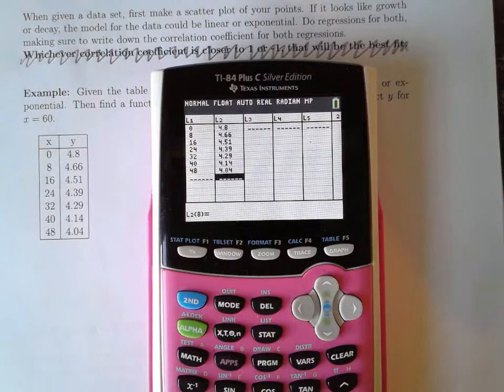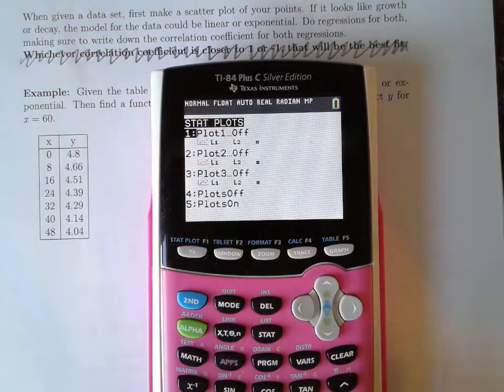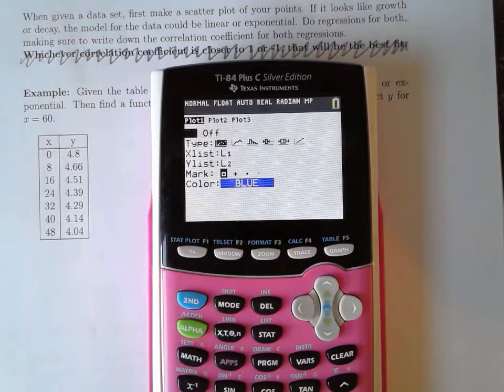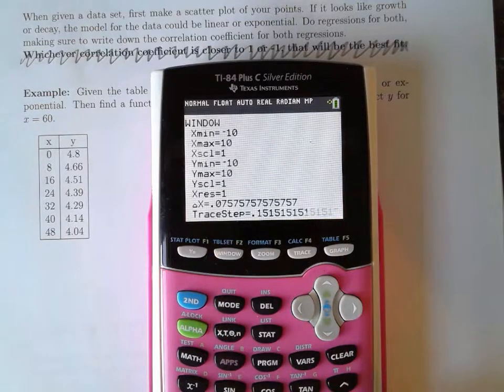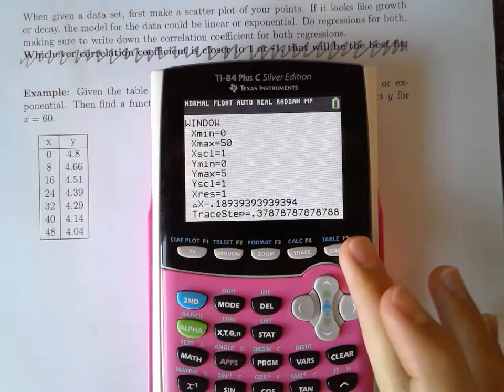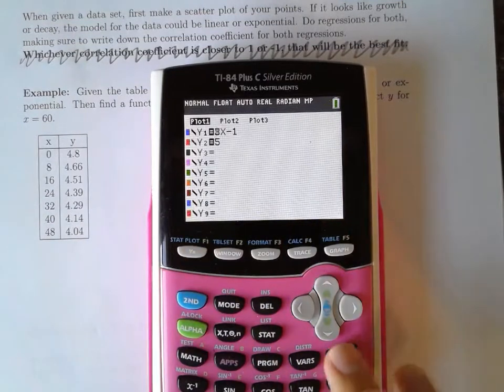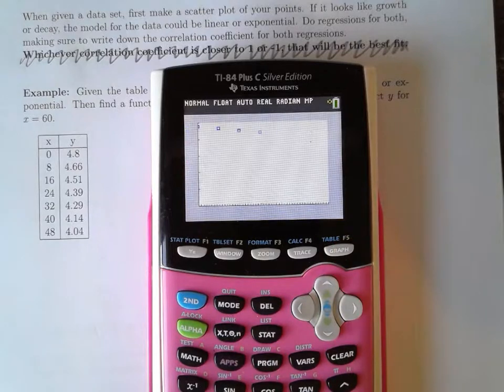Okay. Now let's go ahead and turn on our scatter plot, and we'll just look and see what this looks like. Change the window 0 to 50 for X, 0 to 5. Go ahead and clear out all of your... Okay, so here's what the scatter plot looks like. You have decay here. We were decreasing. It could be linear, it could be exponential. I'm just going to tell you that this one is actually exponential.